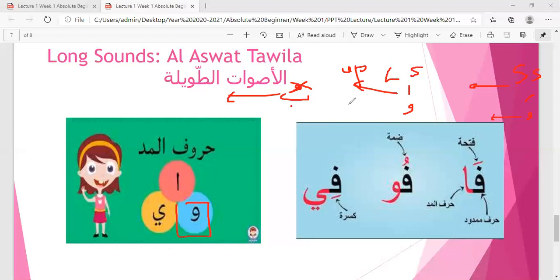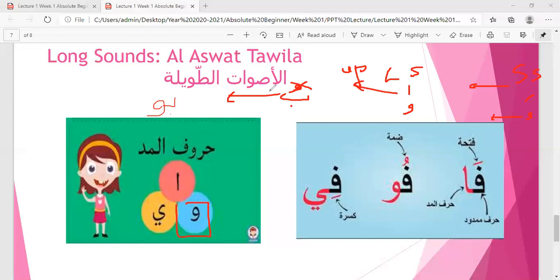Okay. First, let me help you. Write for me the form of the letter ba at the beginning. How do we write the letter ba at the beginning? Okay, where do we put the point? Above the line? No, if it's above, it's not. Where do we put the point? Below, exactly. What do I add to it to make it a long sound? Wa. Yalla. Join them together. Yes, excellent. Did you get it?